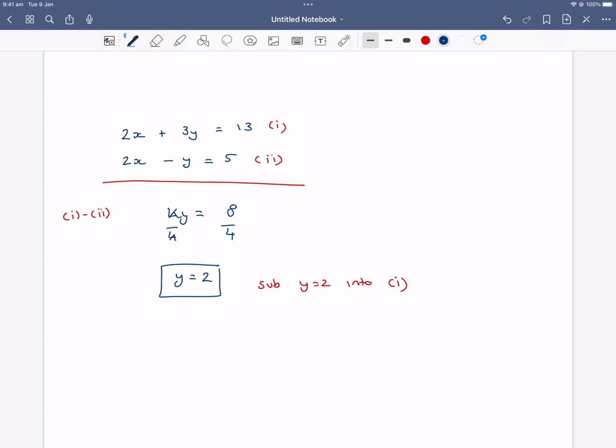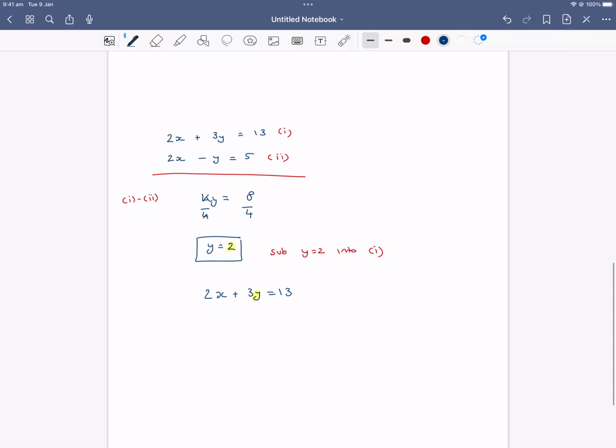So let's write out the equation: 2x + 3y = 13. Wherever I see y, hopefully you can recognize my y, I'm going to sub in the value 2. Now let's use brackets when I substitute it in, because when you've got a number before a pronumeral, it's multiplying. So we've got 2x + 3, and instead of y, I'm going to substitute 2, using the brackets. And we're told it equals 13.